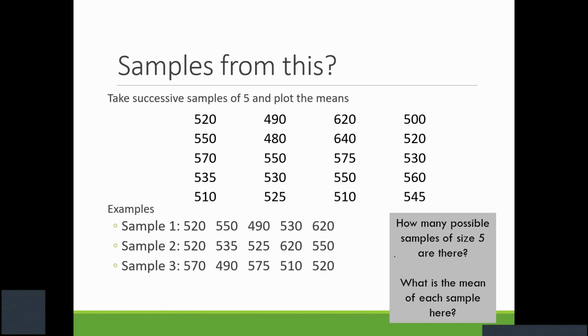So what if we want to take a sample from this population? Suppose we want to take a sample of size 5. First, we could ask how many possible samples of size 5 there are, and it will turn out in a minute there are quite a lot. And then we can ask, what is the mean of each sample? So we're doing pretty much what that simulation was doing. The first sample we take is 520, 550, 490, 530, and 620. The next one we take is 520, 535, 525, 620, 550, etc.